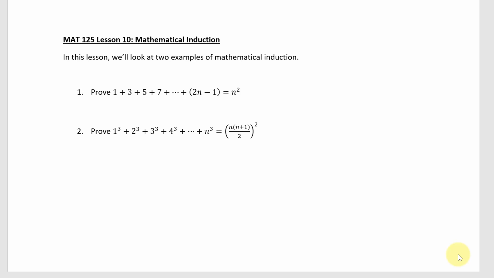This is the MAT125 Lesson 10 on mathematical induction. In this lesson, we'll look at two examples of mathematical induction.